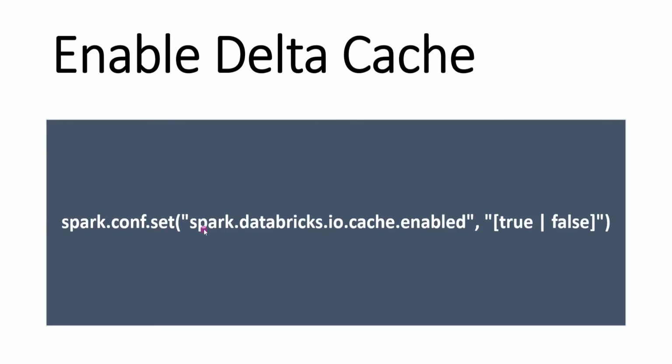The syntax is spark.conf.set and we need to set the cache attribute to true. The cache attribute is spark.databricks.io.cache.enabled. In order to disable the Delta cache, we can set this property to false, but it does not mean that it will remove the already persisted files from the local disk. Instead, it will just stop persisting any more files going forward.